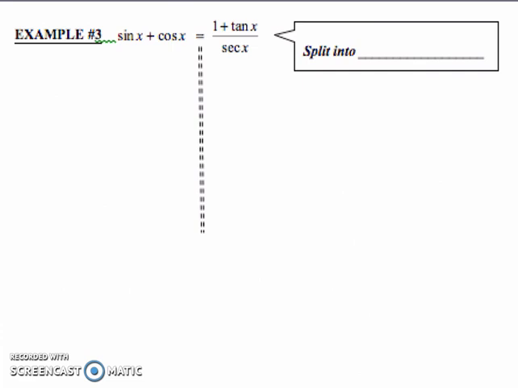My left side is just sine x plus cosine x. So I'm actually going to work the right side. And in this one, my hint for you here is that we're going to split this into two fractions. I call this a love connection because if you take the bottom and you divide both pieces of the top by it, it sort of looks like a heart. That's a pretty sloppy looking one, but there's a heart there, sort of.